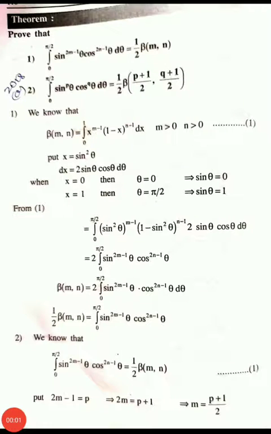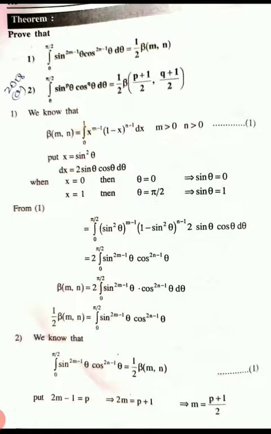Hello everyone. Let's see the proof of the theorem. Prove that integration 0 to pi by 2 sin raised to 2m minus 1 theta into cos raised to 2n minus 1 theta into d theta is equal to 1 by 2 into beta of m, n. And the second one, integration 0 to pi by 2 sin raised to p theta into cos raised to q theta into d theta is equal to 1 by 2 into beta of (p plus 1) by 2, (q plus 1) by 2. Okay, this is the proof.